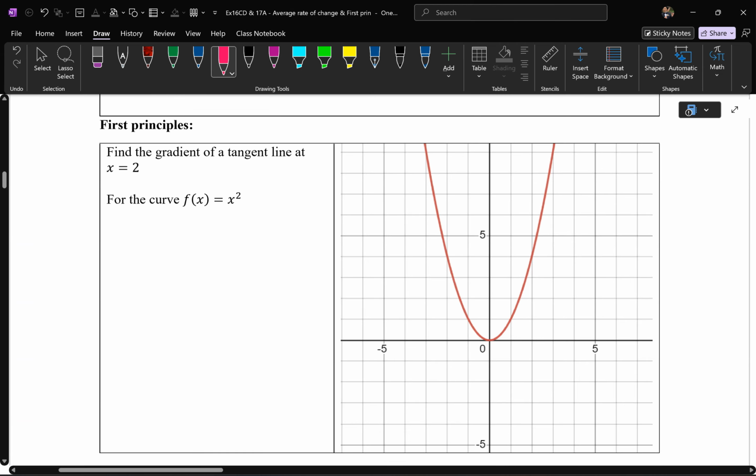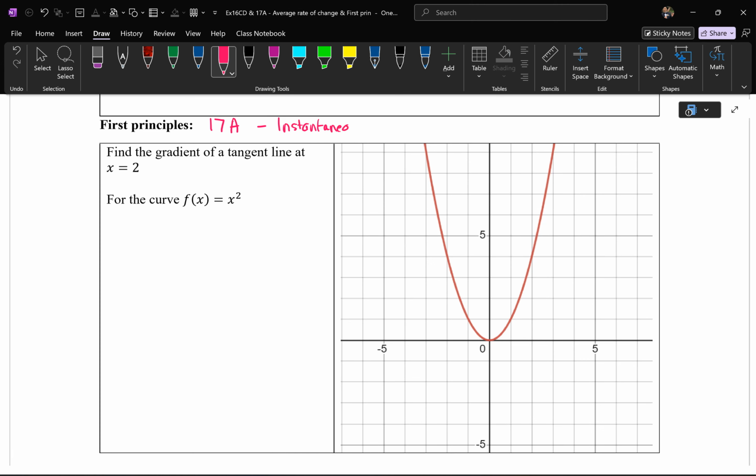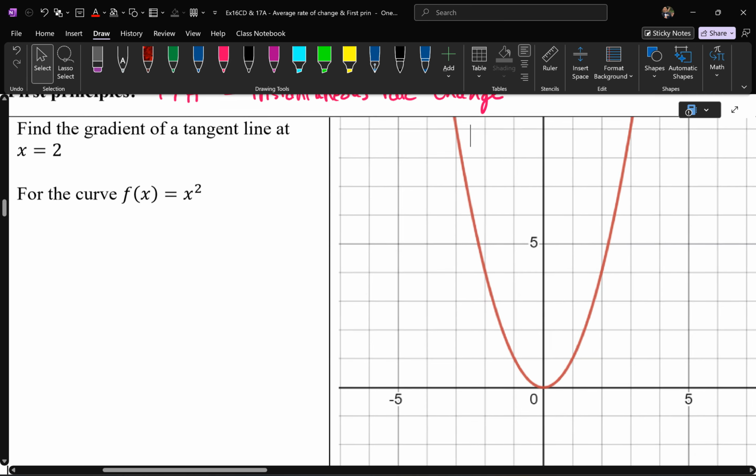This is 17A. So what I want to teach you today is how to find instantaneous rate of change without estimating, because that's what 16D is. 16D says, all right, we can't find the gradient because we need 2 points, but if we had 1 point, let's estimate what it roughly would be. So you draw the line of best fit and you kind of guess what the gradient should be. We're not going to do guessing, we're going to do some algebra. Here's the logic.